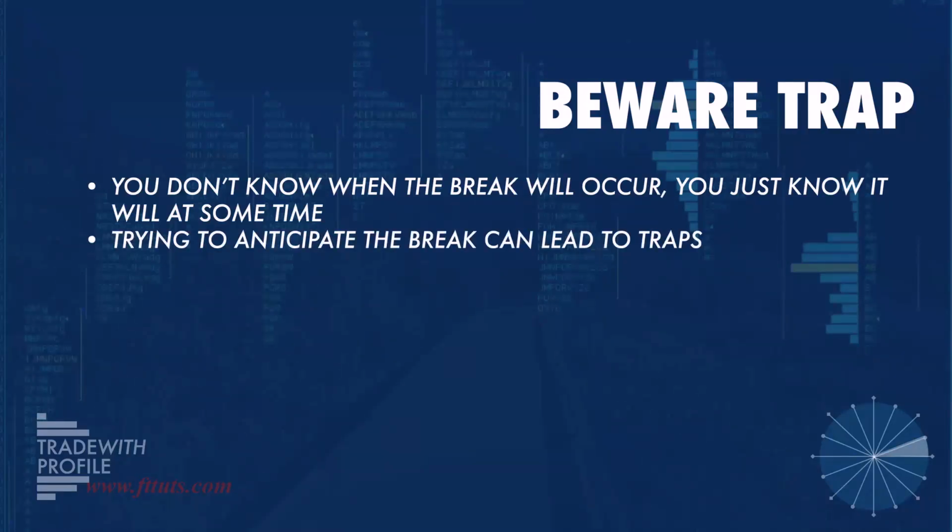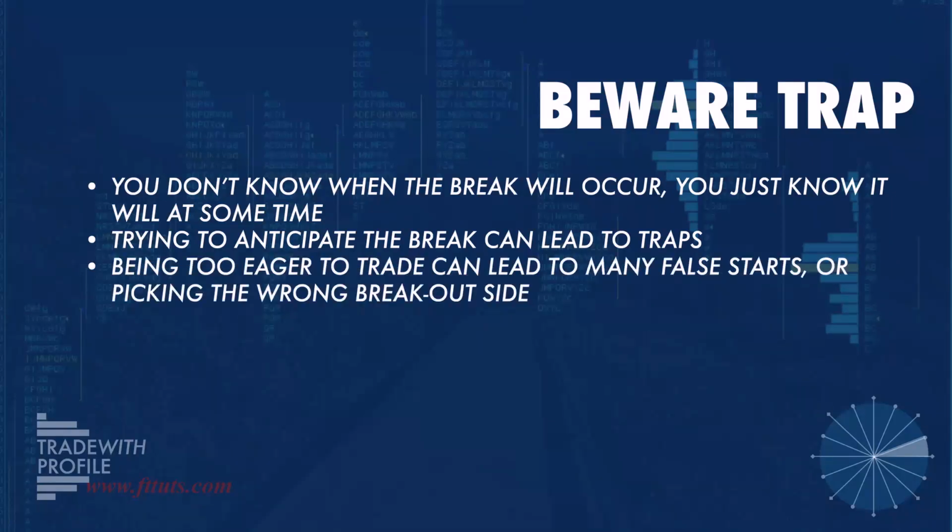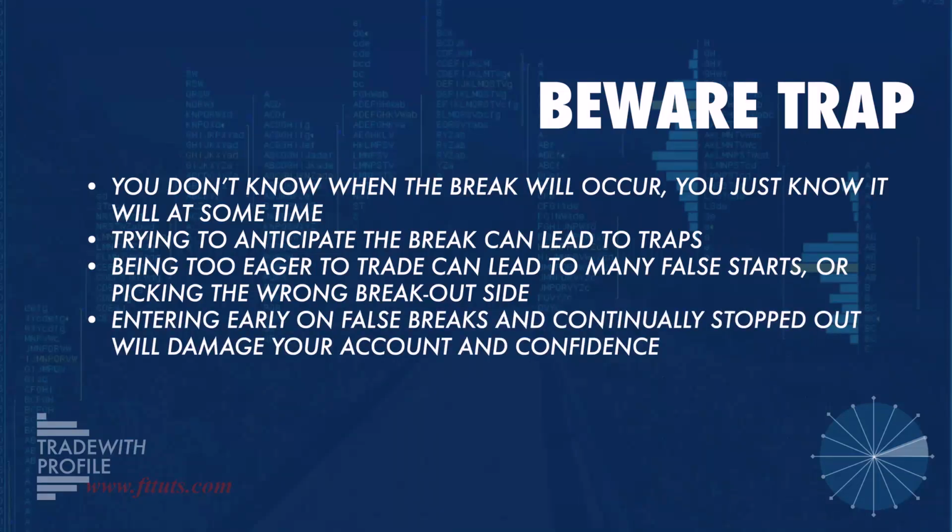Trying to anticipate the break can lead to traps. Being too eager to trade can lead to many false starts, or even worse, picking the wrong side of the breakout, because you just know a move's coming. You don't know which side. In some sense, there are some clues as to which side, but often there aren't. So you don't know until it happens. Entering early on false breaks and continually getting stopped out will damage your account and your confidence.